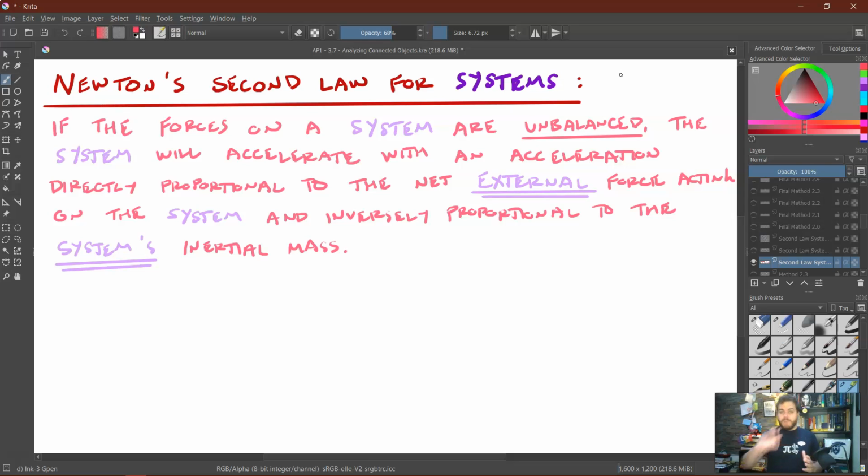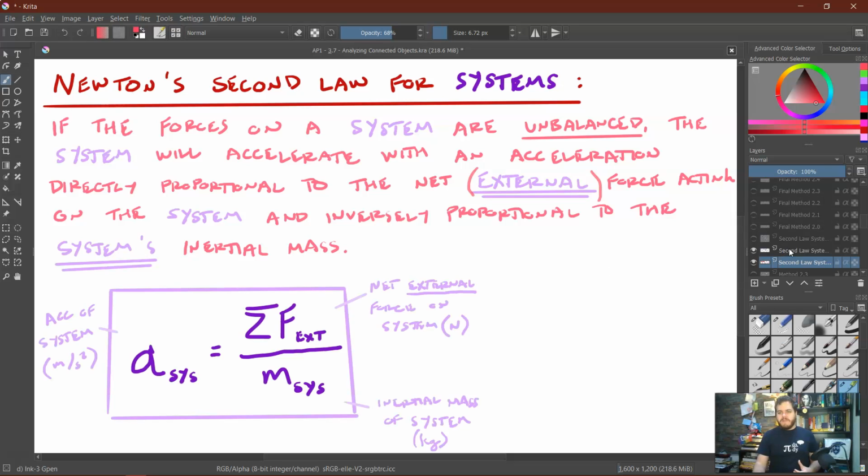I've actually rewritten Newton's second law here, and I've just replaced all of the words that are different in this purpley pink color. If the forces on a system are unbalanced rather than an object, the system will accelerate with an acceleration directly proportional to the net external force acting on the system and inversely proportional to the system's inertial mass. Most of this makes sense. Instead of using the word object, we've used the word system, including the mass of the system rather than the mass of the object. But this part in particular is going to be a little new. It is the net external force acting on the system.